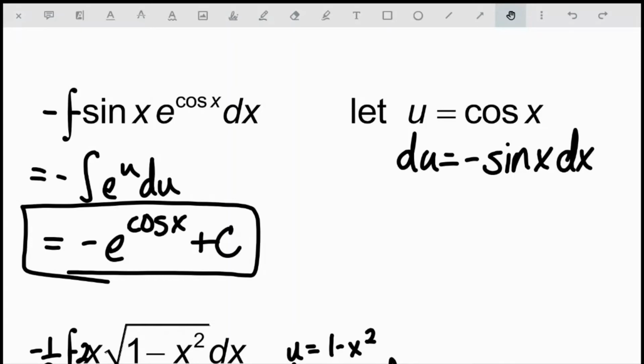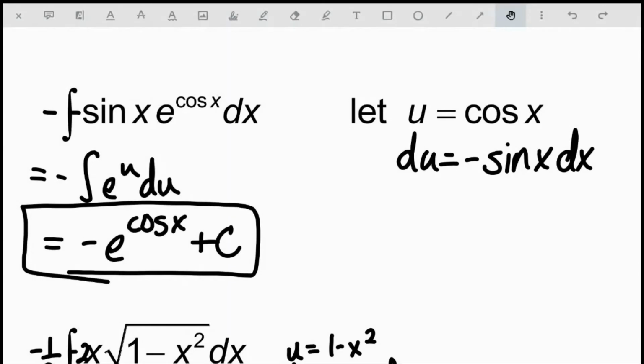So I don't change anything. I put a negative on the outside because those two negatives multiplied together give me a positive, which is what I started with. So now when I do my substitution, it just becomes e to the u du, which is really simple because the antiderivative is just e to the u. And then when I back substitute, I get negative e to the cosine x plus c.